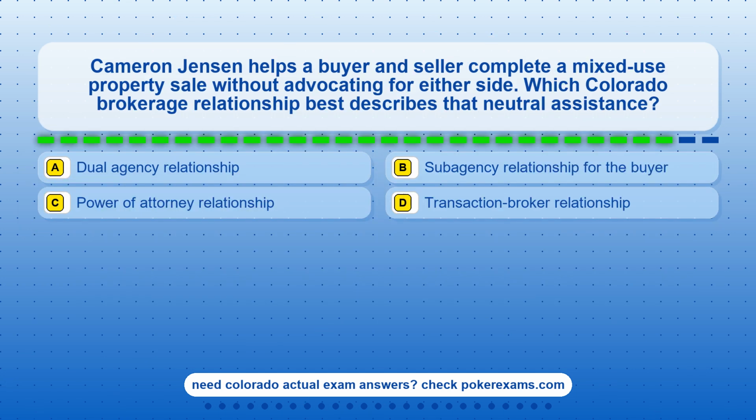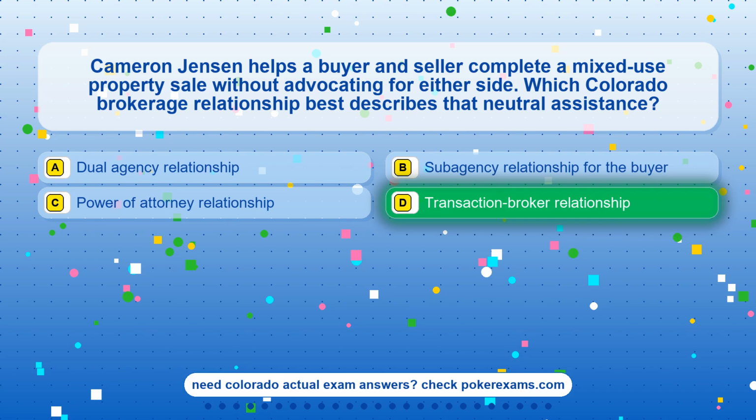Question 5. Cameron Jensen helps a buyer and seller complete a mixed-use property sale without advocating for either side. Which Colorado brokerage relationship best describes that neutral assistance? Option A. Dual agency relationship. Option B. A Suba-Janke relationship for the buyer. Option C. Power of attorney relationship. Option D. A transaction-broker relationship.